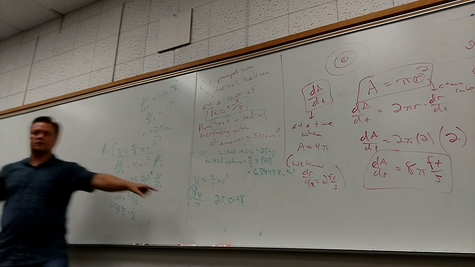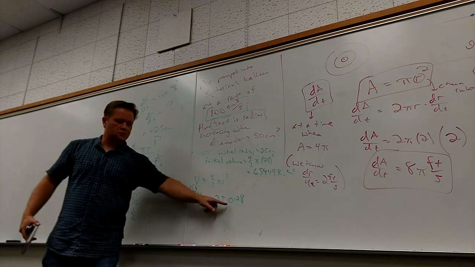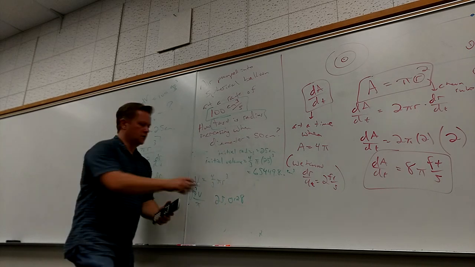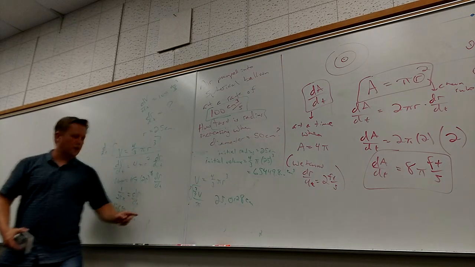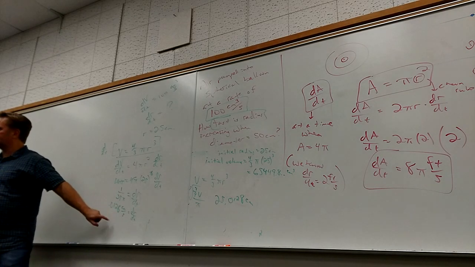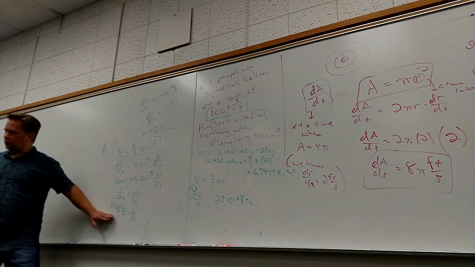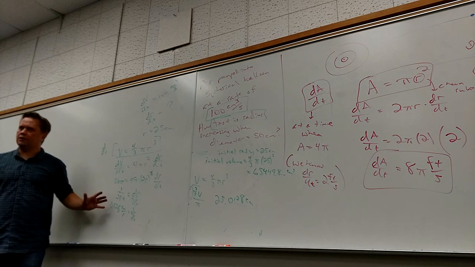So what was the radius at first? 25 centimeters. What is it now? 25.0128 centimeters. So how much did it change by? 0.0128 centimeters, which is what we predicted it would change by. I like doing this. It's a concrete example of what we just did.